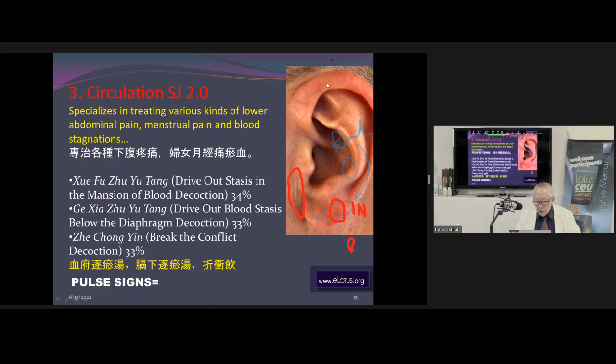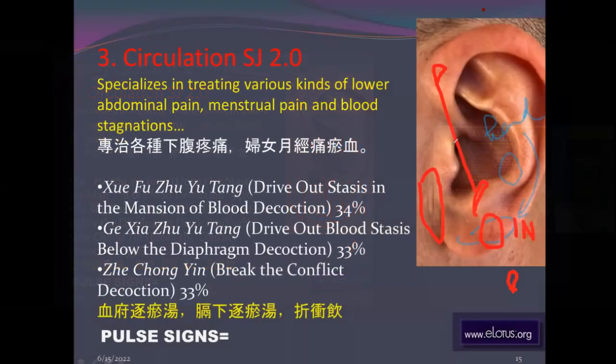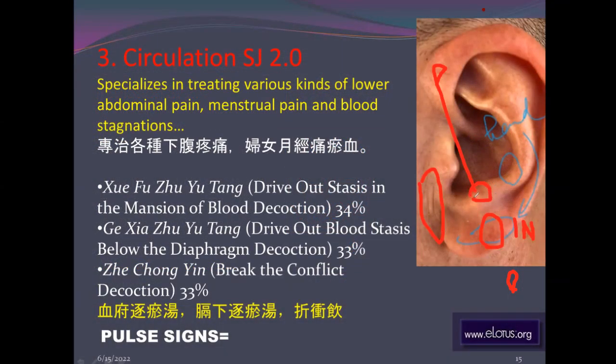See this area? This is the colon, and actually, following this line, this one is the urination system, and here and here, the testicle. Ooh, there's some blood stagnation or lump on the testicle area. So this guy must have some kind of urination discomfort.